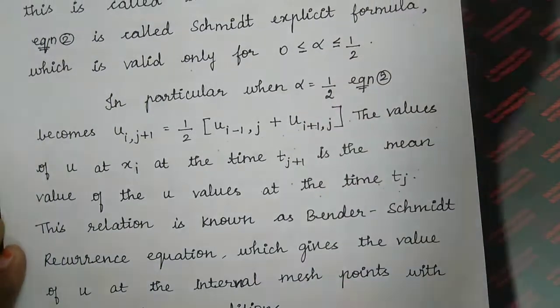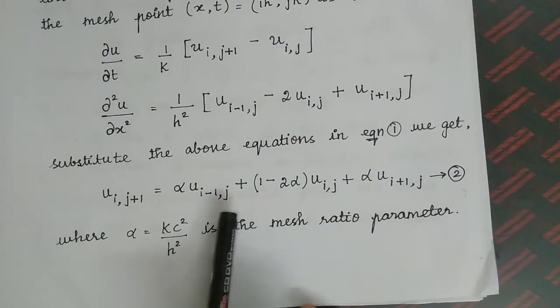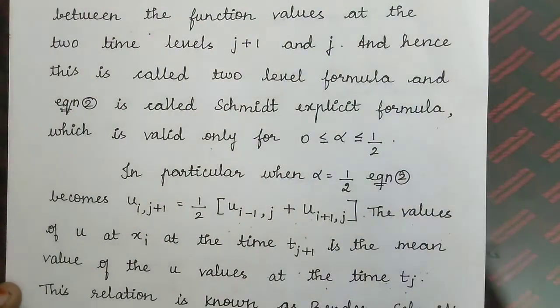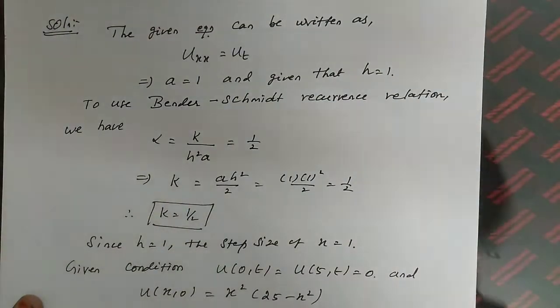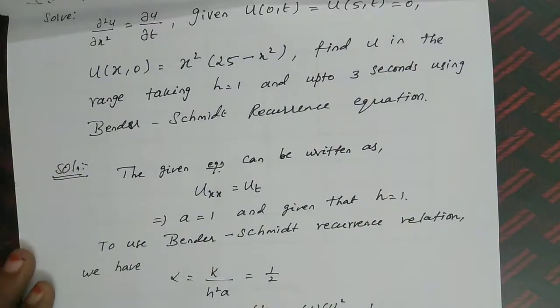When 0 to 1 by 2, we are supposed to use this equation 2. That is what we have discussed in the Bender-Schmidt relation. Bender-Schmidt equation is also known as the explicit relation. Okay, so in the question paper, using Bender-Schmidt or explicit, both are the same only. Now we will go for the problem.